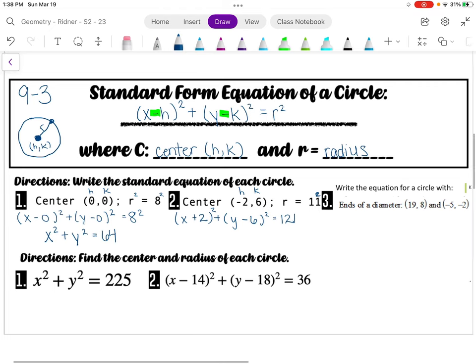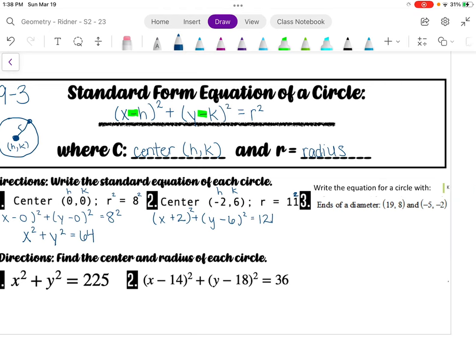Okay. And then the last problem here about circles is the ends of a diameter. So remember, diameter goes from one end to the other, and the radius is half of that, and the center of the circle must be in the dead middle. Okay, so the dead middle would be what's called the midpoint. For the midpoint, add them together and divide by 2.